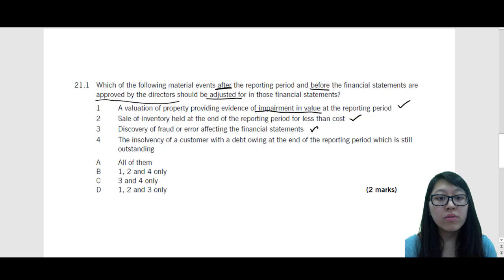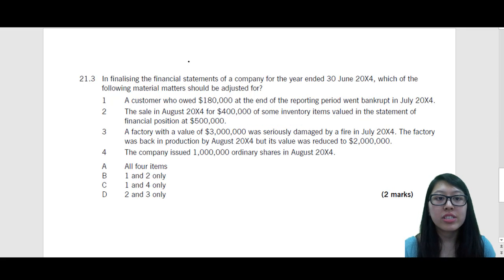And lastly, the insolvency of a customer with a debt owing at the end of the reporting period, which is still outstanding. So the insolvency of a customer is another way of saying that the customer has gone bankrupt, and therefore they should be removed from our year-end trade receivables figure. And so this is also an adjusting event, and therefore our answer will be all of them. Okay, here's the next question. In finalizing the financial statements of a company for the year ended 30 June 2004, which of the following material matters should be adjusted for? So again, we're going to be looking for adjusting events.